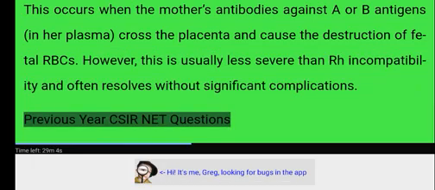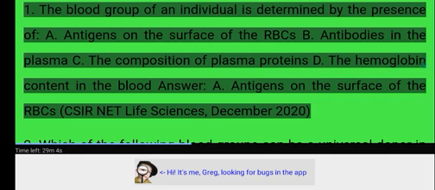Previous year CSIR NET questions. 1. The blood group of an individual is determined by: A, the presence of antigens on the surface of the RBCs; B, the antibodies in the plasma; C, the composition of plasma protein; D, the hemoglobin content in the blood. Answer: A, antigens on the surface of the RBCs. CSIR NET Life Sciences, December 2020.